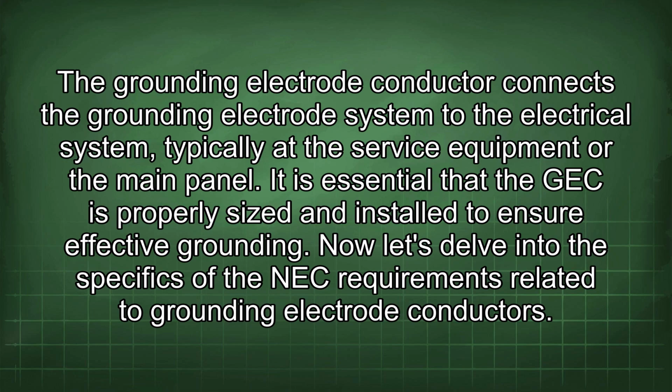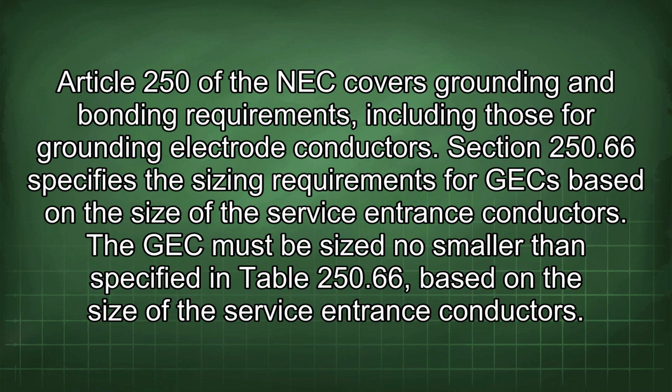Now let's delve into the specifics of the NEC requirements related to grounding electrode conductors. Article 250 of the NEC covers grounding and bonding requirements, including those for grounding electrode conductors. Section 250.66 specifies the sizing requirements for the GEC based on the size of the service entrance conductors. The GEC must be sized no smaller than specified in Table 250.66 based on the size of the service entrance conductors.